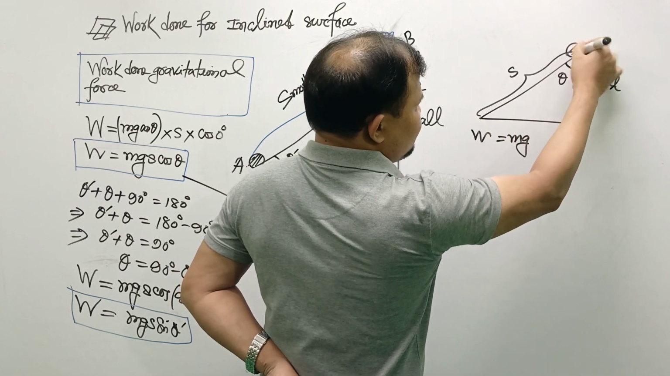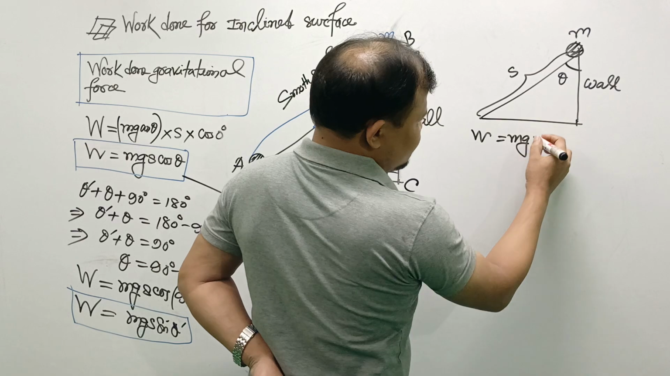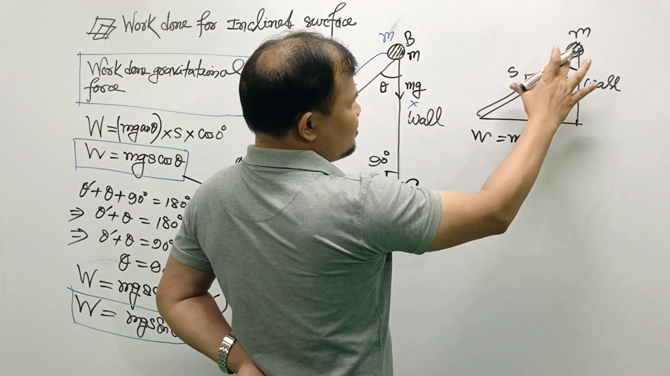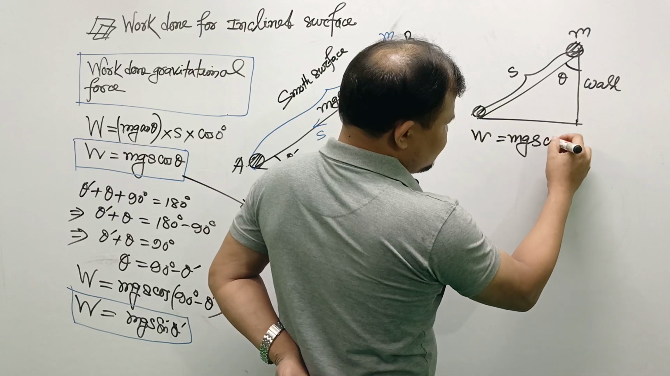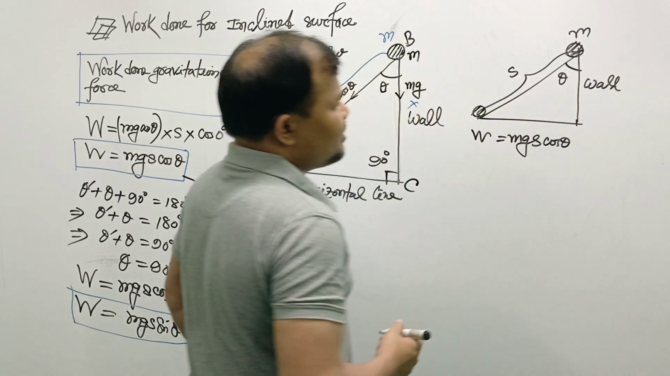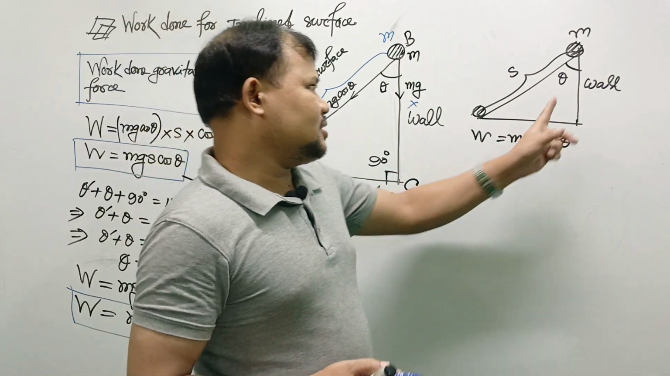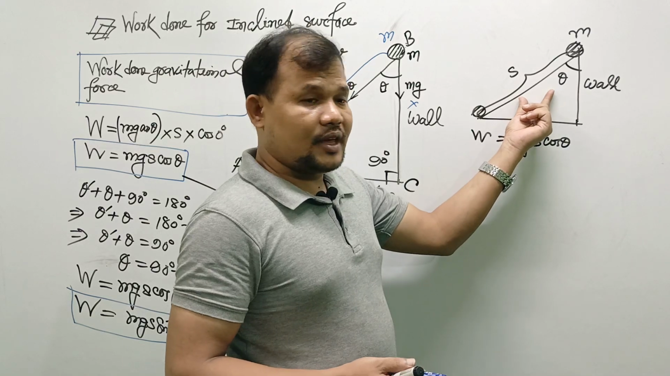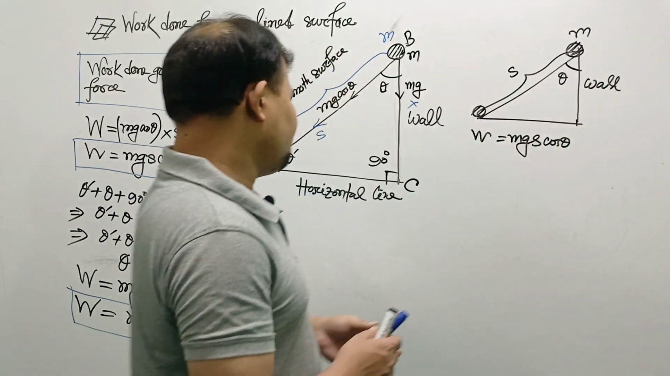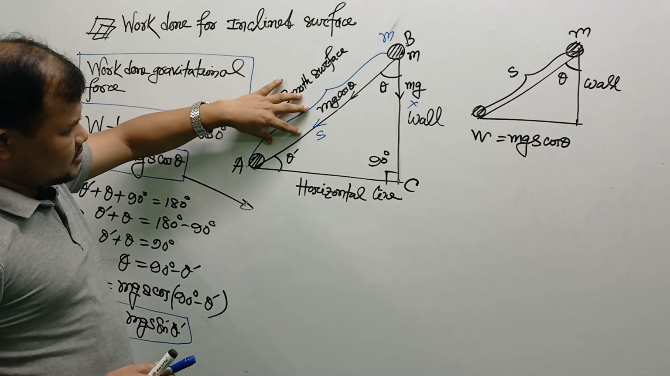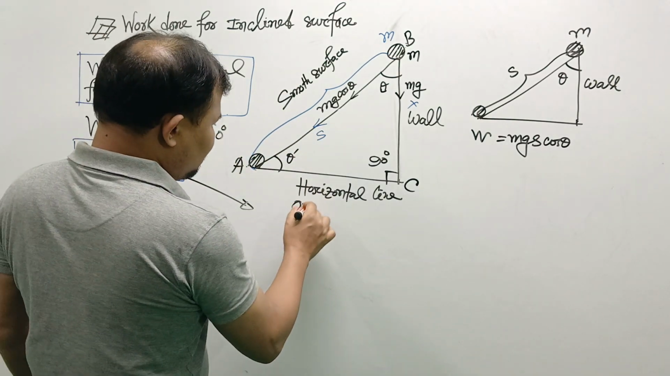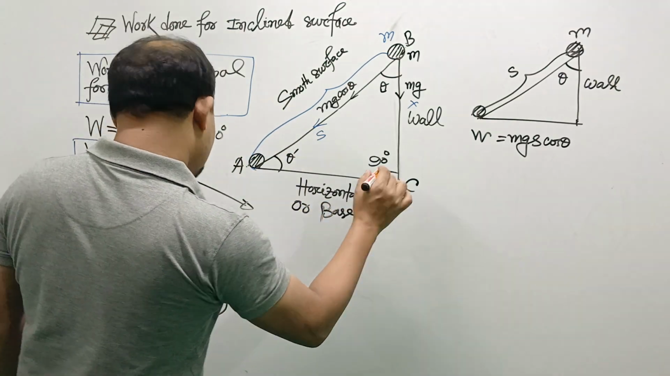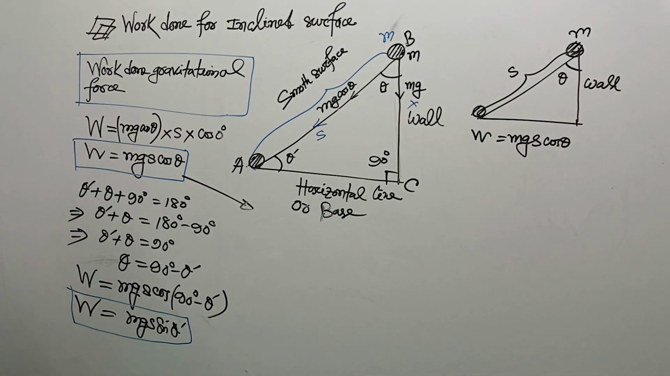Suppose m is the mass of the object, and s is the distance along the inclined surface, so the work is mg s cos theta. When the angle is given this way, when the inclined surface makes an angle with the wall, that is very important. If the inclined surface makes an angle with the horizontal line or base, in this situation we write this equation: mg s sin theta.